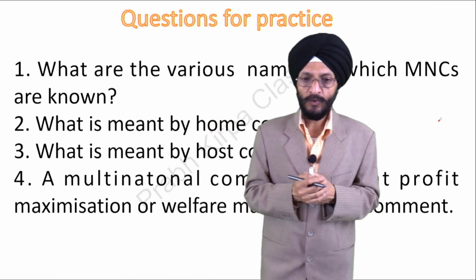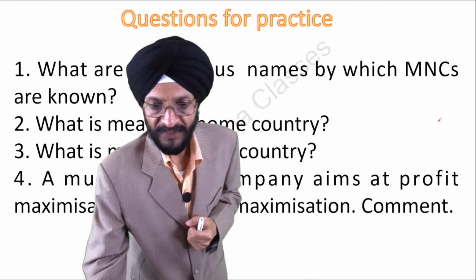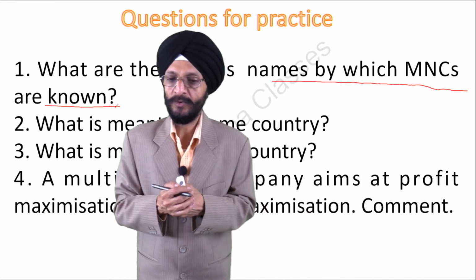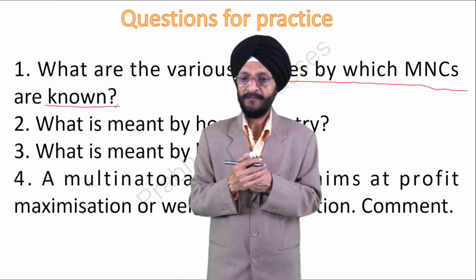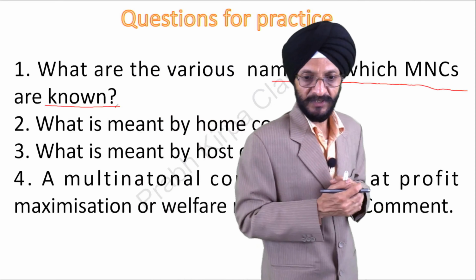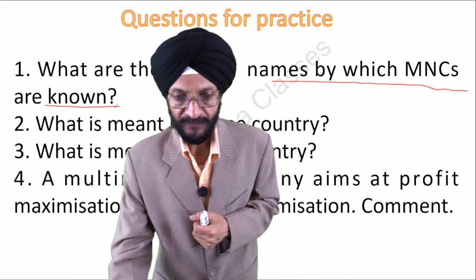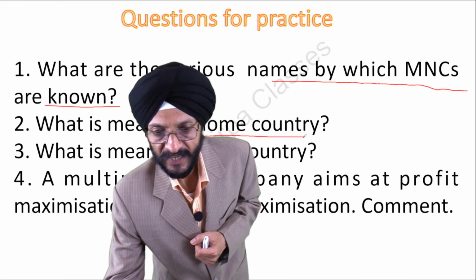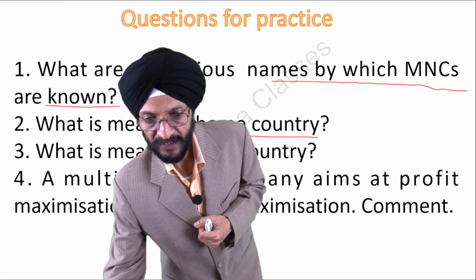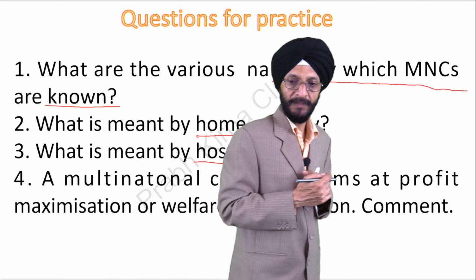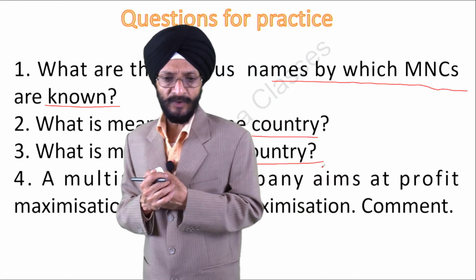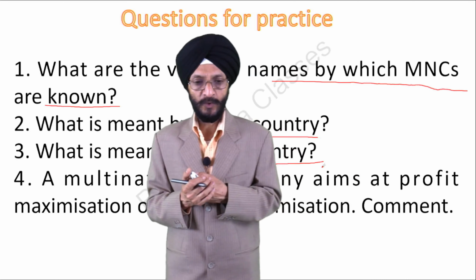Now, these are the questions for practice. What are the various names by which MNCs are known? We have already told you that MNCs are known by different names such as global enterprise, multinational companies, multinational corporations. What is meant by home country? Where the MNCs have their headquarters. What is meant by the host country? It has its operations in many other countries except the home country, and those countries where it has its operations other than the home country are known as host country.